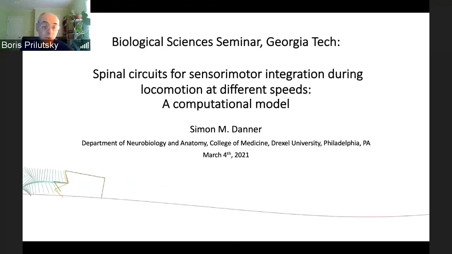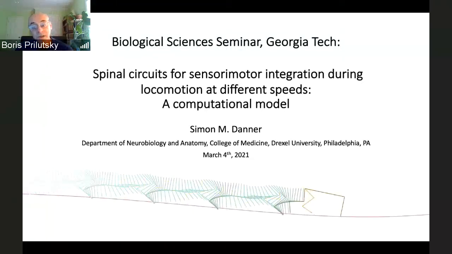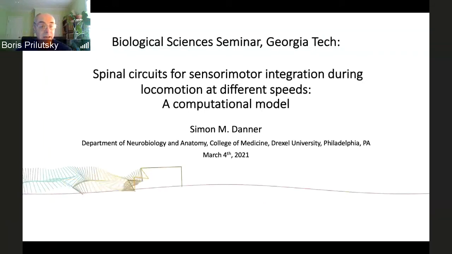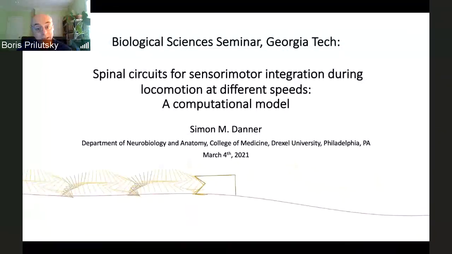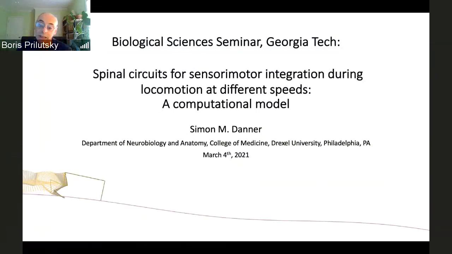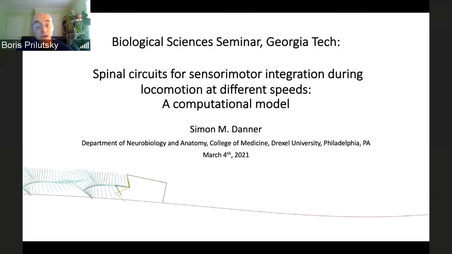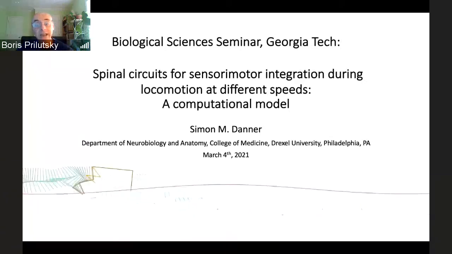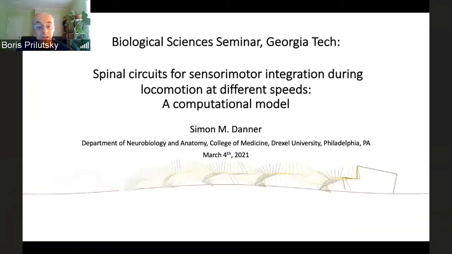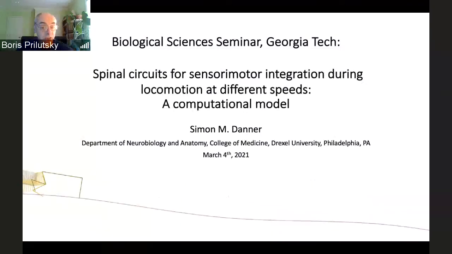In his graduate and postdoctoral research, Simon performed neurophysiological studies of spinal locomotor circuits in humans with spinal cord injury and also developed computational models of central control of interlimb coordination based on transgenic mice. Currently, Simon investigates the role of central and sensory inputs in control of locomotion using computational modeling. And today, he will share with us his recent results.